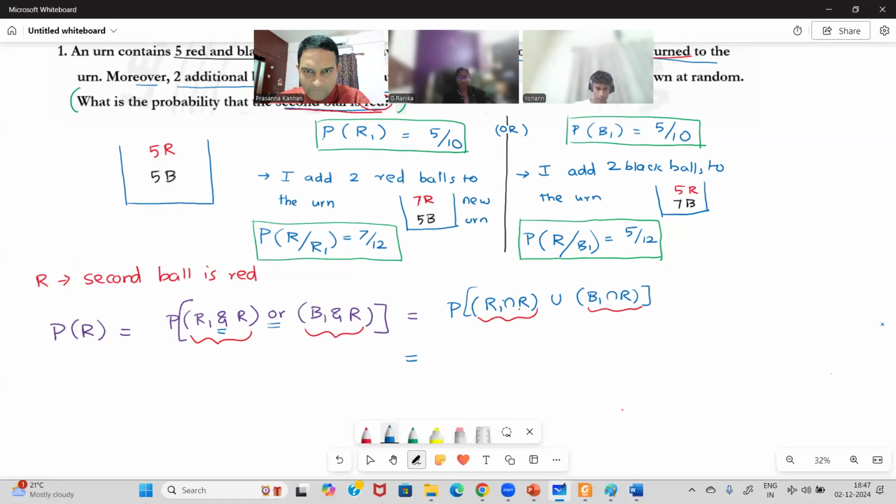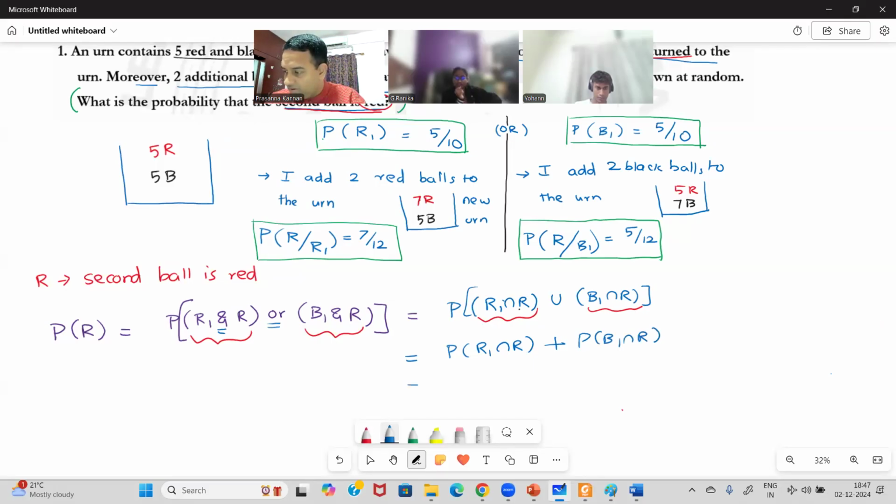It will be nothing but P of R plus P of B, sir. Sorry, P of R1 plus P of B1, sir. No, this is like your complete A. This is like your complete B. You can't do anything there. Oh, then it would be P of R1 intersection R plus P of B1 intersection R. Very good. That's all. Is it clear, Ranika?